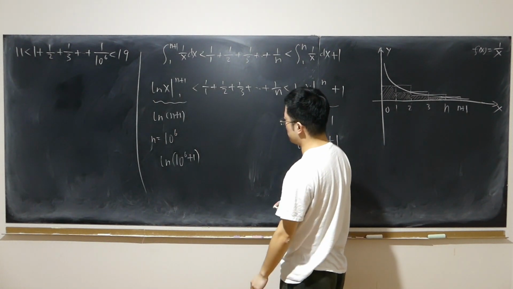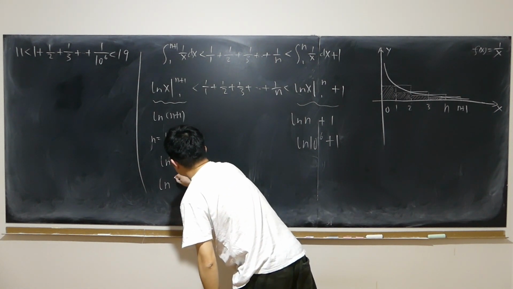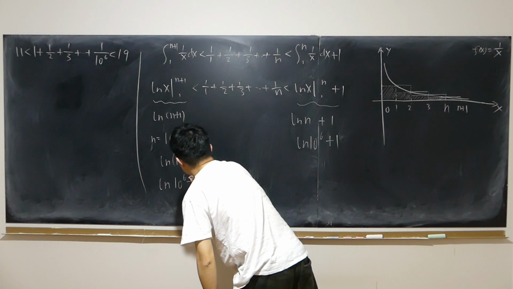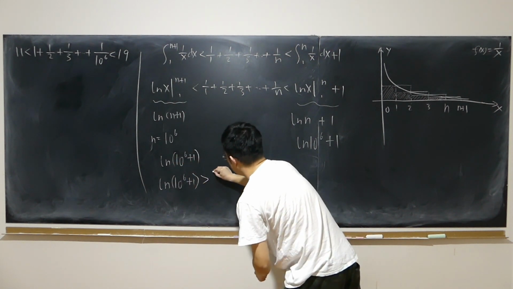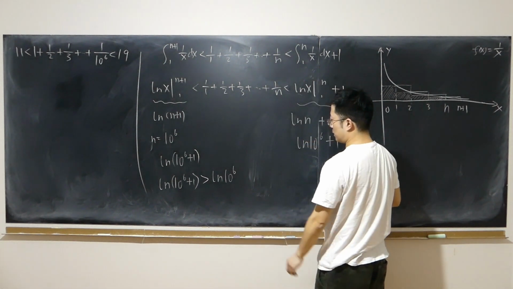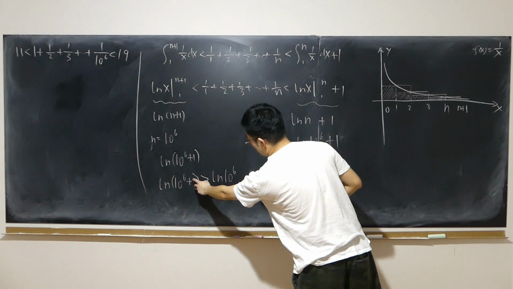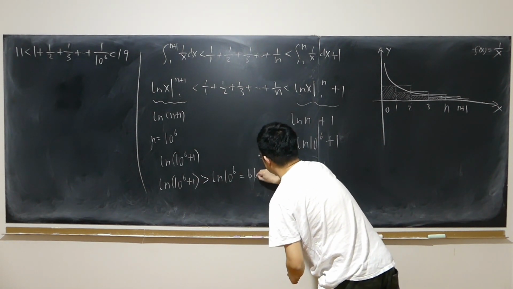And the reason is because log of 10 to the 6 plus 1, right? Make it a little bit smaller. Right, log of 10 to the 6. It's a little bit smaller. So there's no more 1 here. A little bit smaller. So that is 6 log 10.